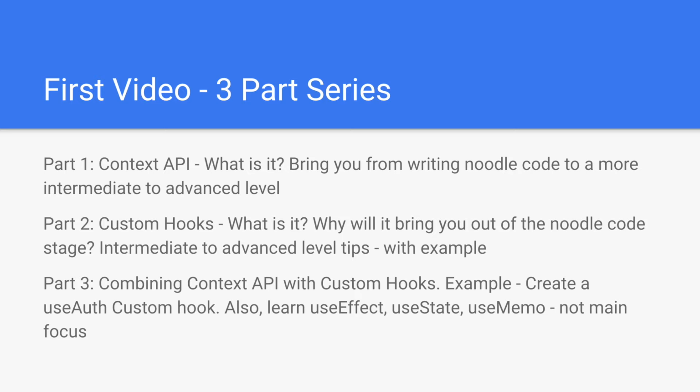In my series, we're going to be looking at context API, custom hooks, and then lastly, in the last episode, we're going to be combining the two to make a useAuth custom hook. It's going to be insane. I'm really excited. But in this episode, I will teach you context API, and we're going to do that by making a counter.